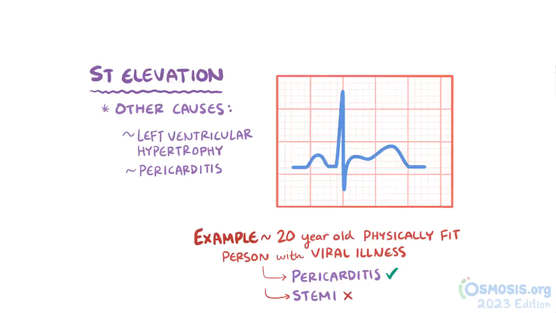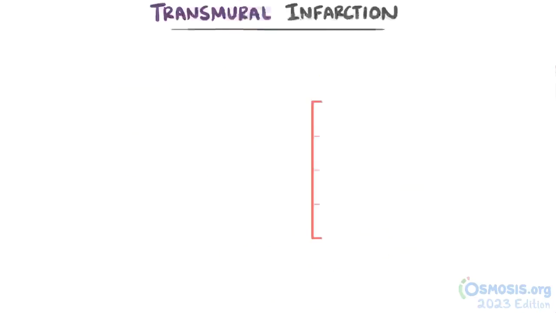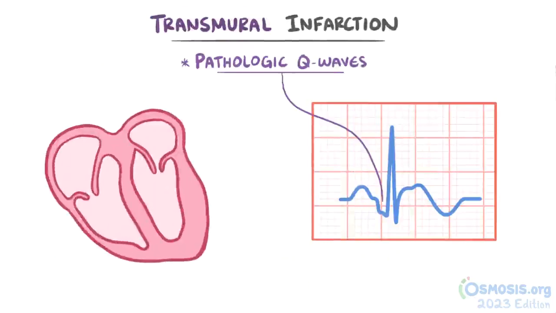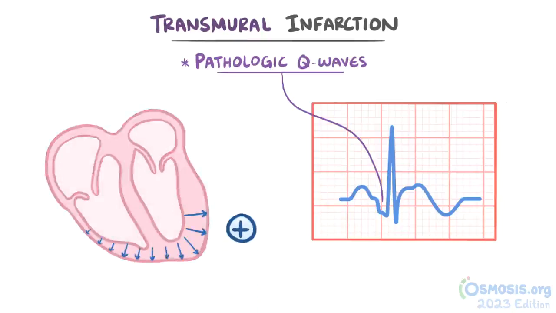Besides ST elevation and T-wave inversions, a transmural infarction can also cause pathologic Q waves to appear on the ECG. Normally, depolarization in the ventricle spreads from the endocardium to the epicardium, and most of that ends up pointing toward the positive electrode, which means a positive deflection.